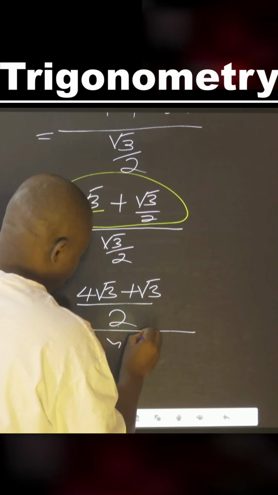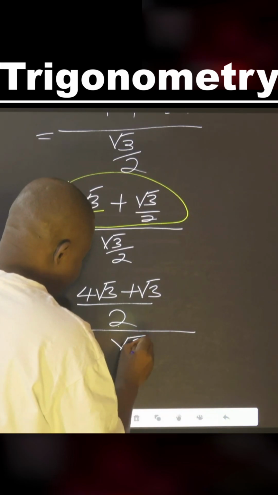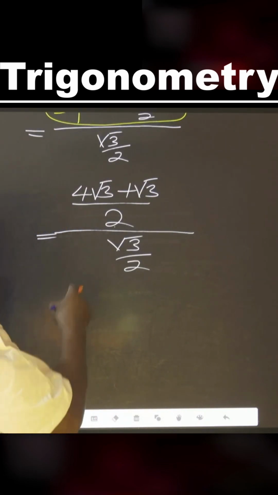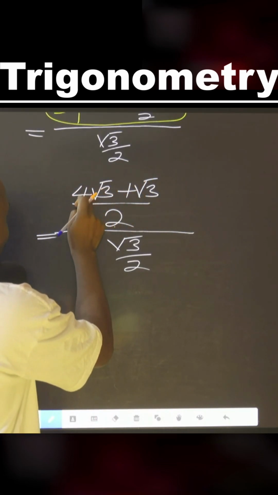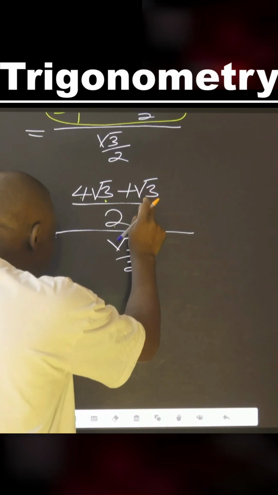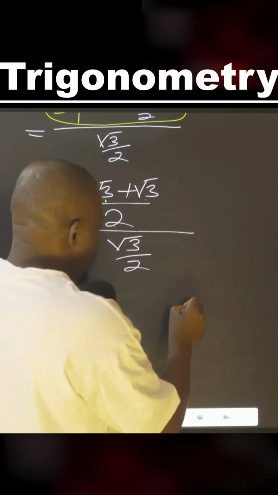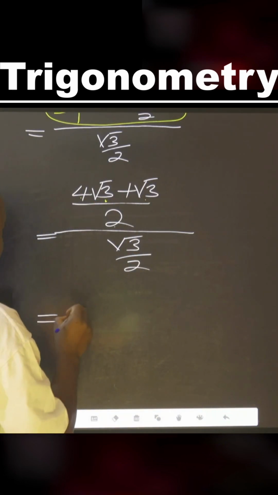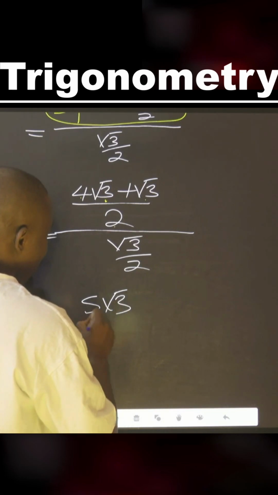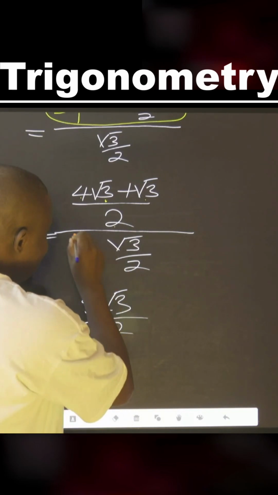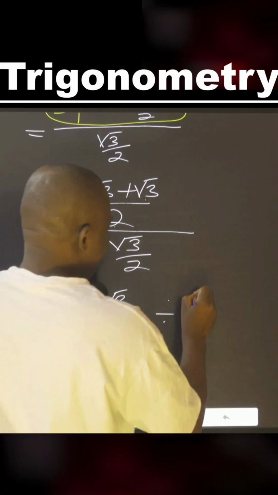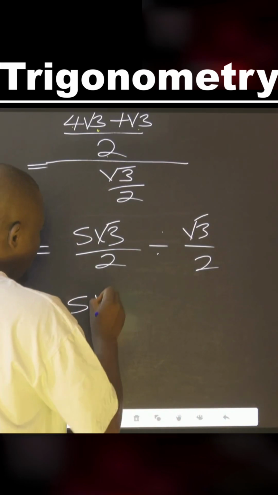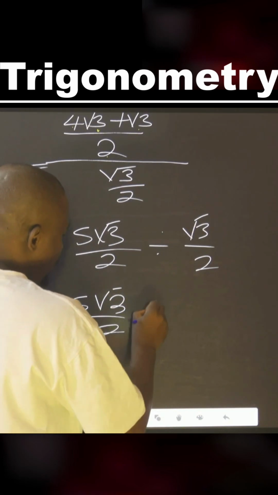All over what was here before, because this guy at the denominator does not require any LCM work. So here now, as you can see, 4 square root of 3 and only 1 square root of 3. It's like 4x plus x, which is 5x. So this is what? 5 square root of 3 over 2. This is divide, right? Divide by square root of 3 over 2.